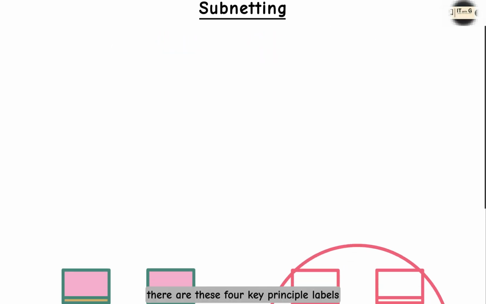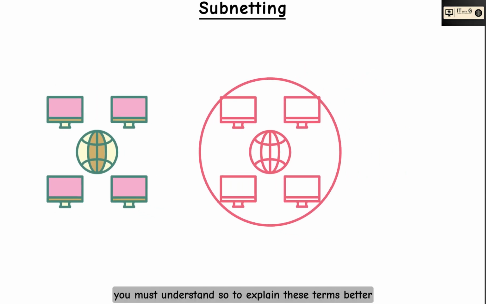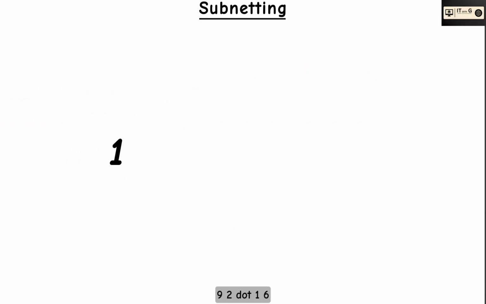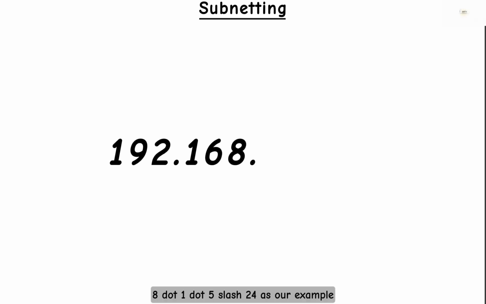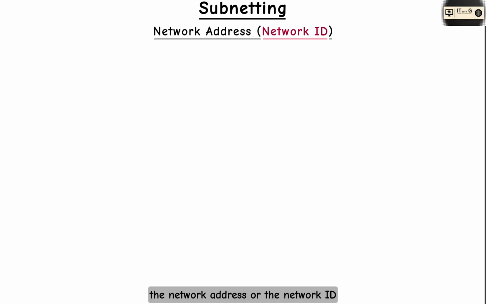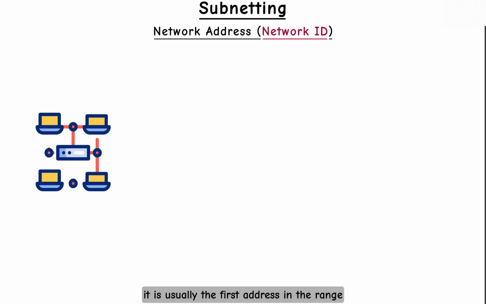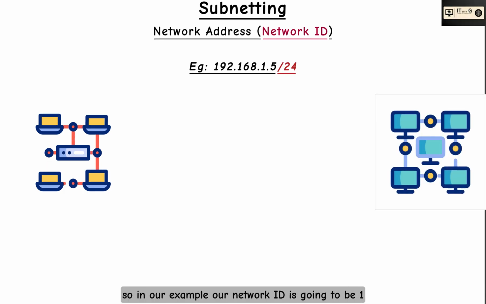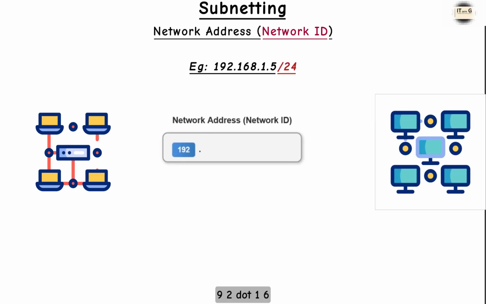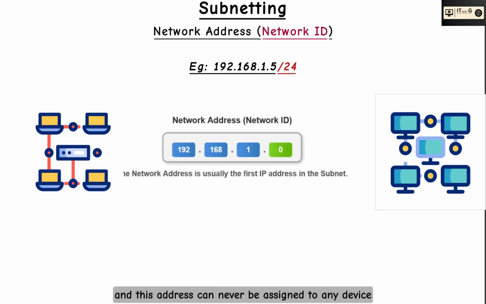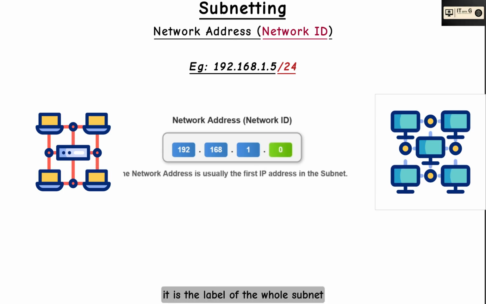To read a subnet, there are these 4 key principal labels you must understand. To explain these terms better, we are going to take the IP 192.168.1.5/24 as our example. The network address, or the network ID. This is the name of the subnet itself. It is usually the first address in the range. So in our example, our network ID is going to be 192.168.1.0, and this address can never be assigned to any device. It is the label of the whole subnet.